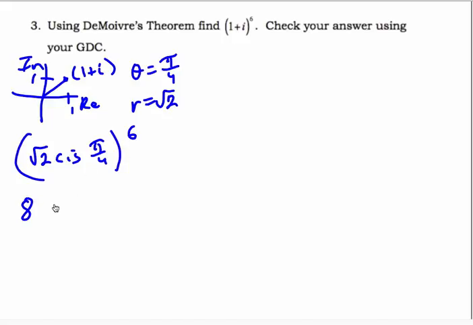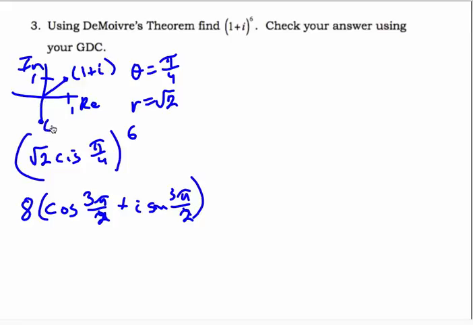And using De Moivre's theorem, we're going to have cosine of 6 times pi over 4 plus i sine... actually, sorry, 3 pi over 2 we're going to get here. So 3 pi over 2 is right here. That's 3 pi over 2. So the sine value here is -1, and the cosine value here is 0. So this is gone. This is going to be 0. So we're going to have just 8 times i times -1, which equals -8i.